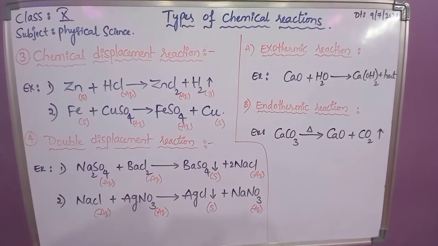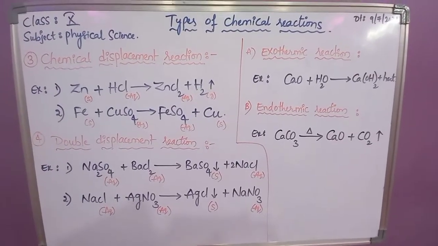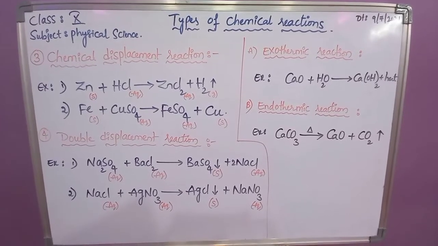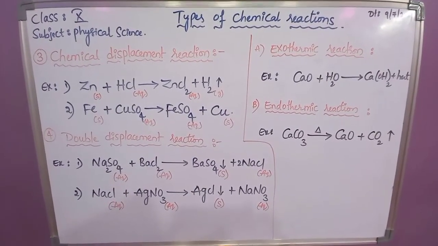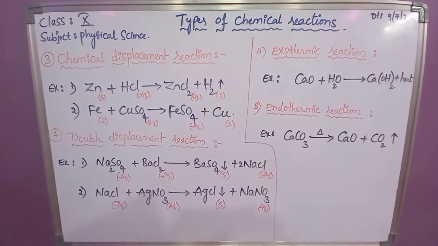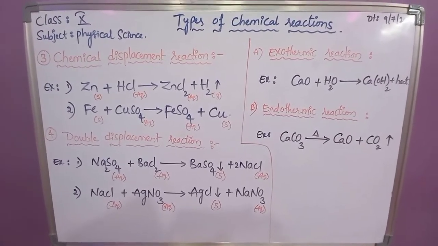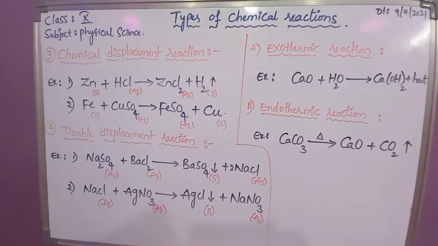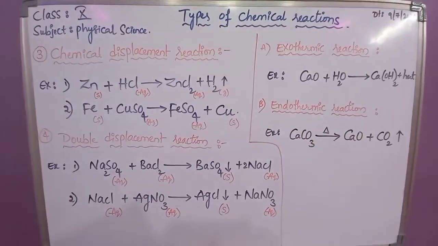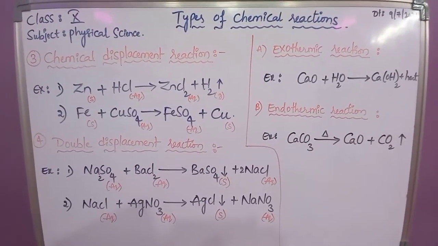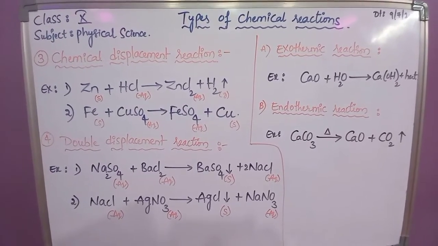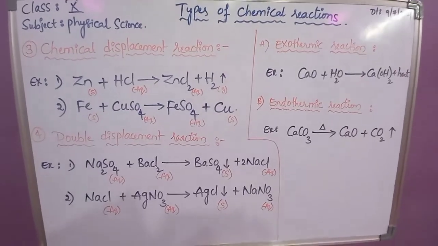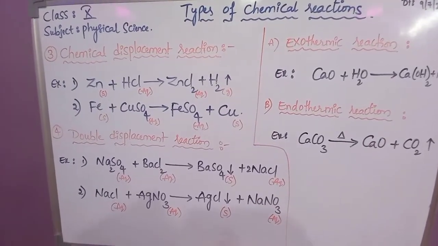Good morning, students. In today's class, we'll learn about some more types of chemical reactions. In the previous class, we have already discussed the two types of chemical reactions: chemical combination reaction and chemical decomposition reaction. And three types of chemical decomposition reaction: thermal decomposition, electrolytic decomposition, and photolytic reaction. Photochemical decomposition we have seen. Now in today's class, the remaining types of chemical reactions we will see.